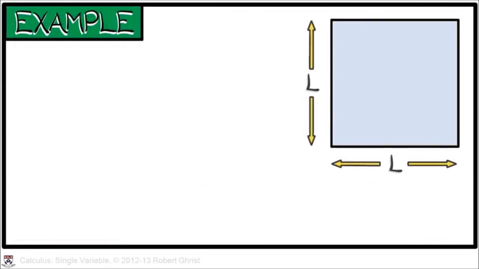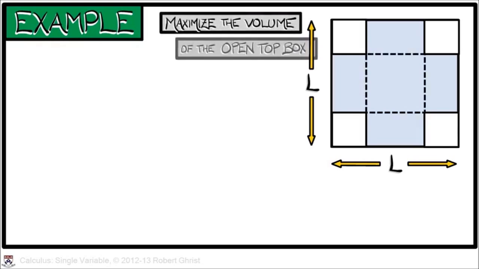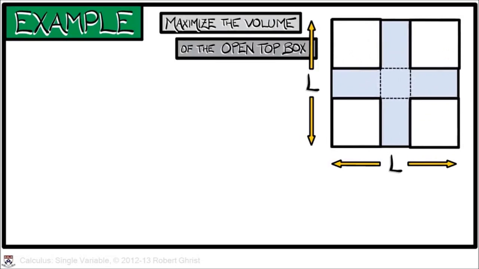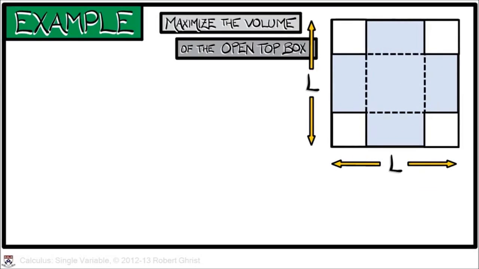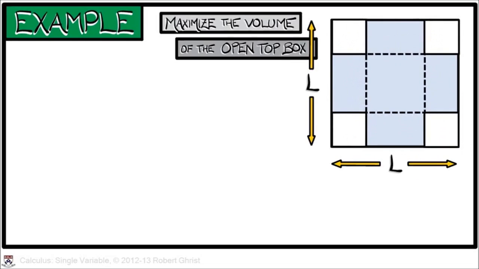Let's do a simple example. Consider a square of side length L, out of which we cut the four corners. We remove 4 squares of equal size and then fold at the internal edges to get an open-topped box. I want you to maximize the volume of that box with respect to what we remove. If we remove larger squares, we might get a smaller volume box. If we remove smaller squares, then we might get a smaller volume box. What is the maximal volume?